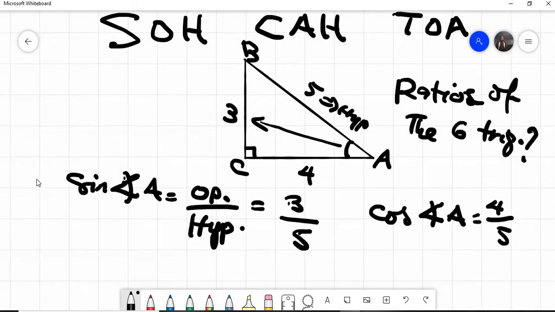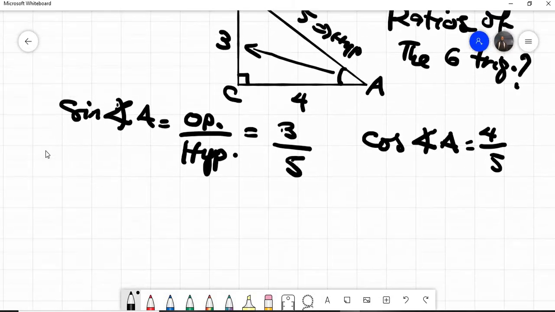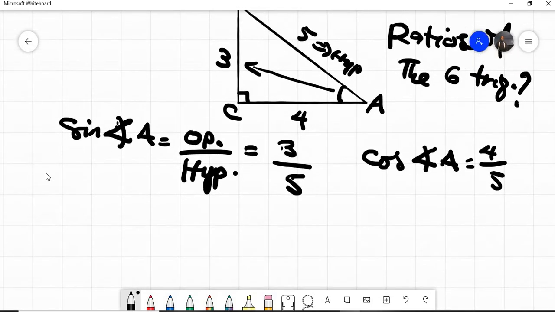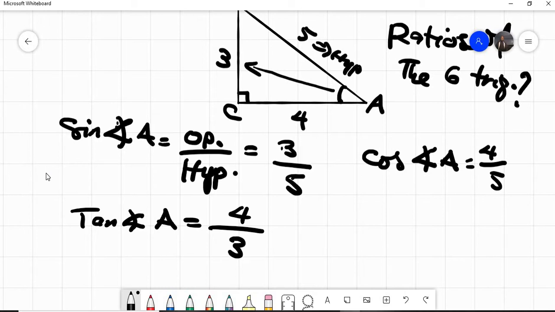And then we have to do tangent. Tan angle A is opposite over adjacent, opposite which is 3 over adjacent which is 4, so 3 over 4. So now we know the main 3: we know sine, we know cos, we know tangent.